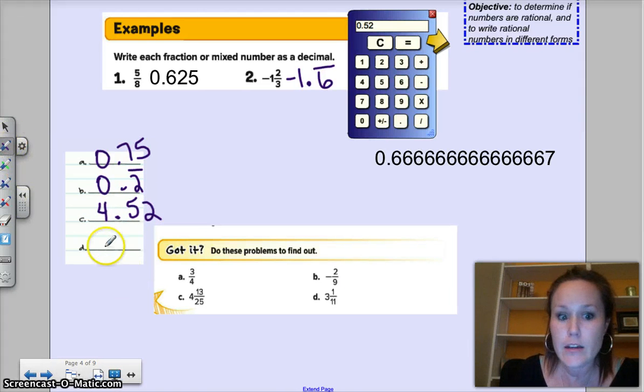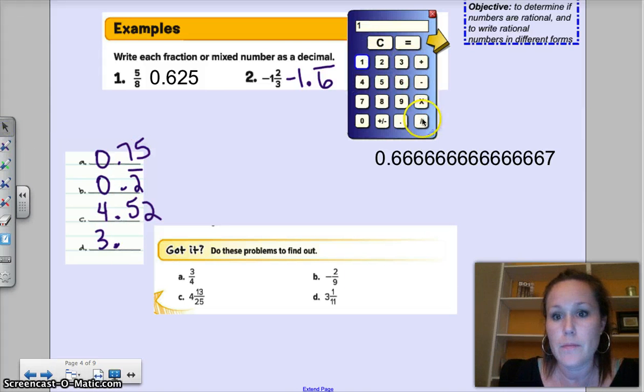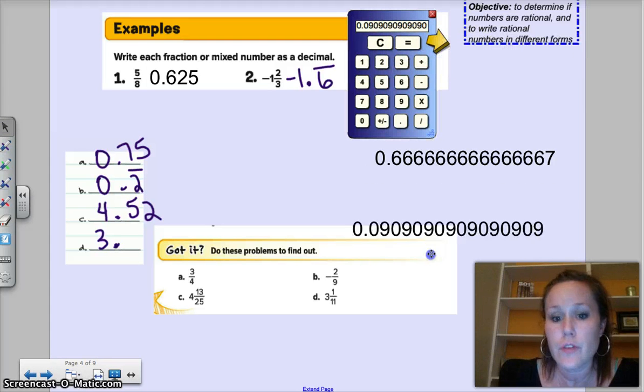And then D, I'm going to have 3 point, and then I'm going to do 1 divided by 11. 1 divided by 11 equals, look at what I got. Check this out. Look at that.